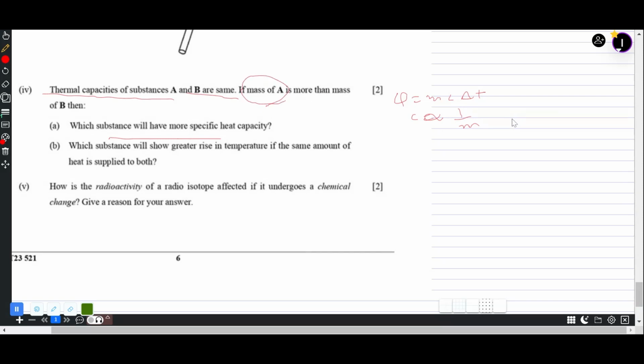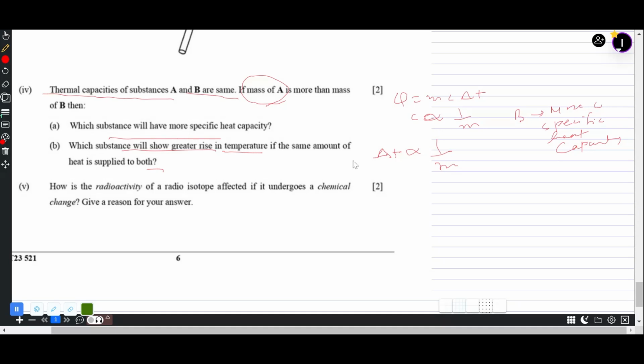So more specific heat capacity will be in case of B. Lesser the mass, more the specific heat capacity. Which substance will show greater rise in temperature? Now you see, for the same Q, delta T is directly proportional to 1 by m again. So greater rise in temperature will be in case of lesser mass.